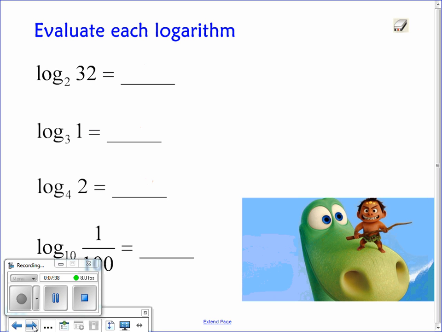All right, so let's have you evaluate each log. In other words, I want you to solve this. What is log base 2 of 32? So what am I really asking you? Think about loopy swoopy. I'm asking you 2 to what power equals 32? That's what a log is doing.